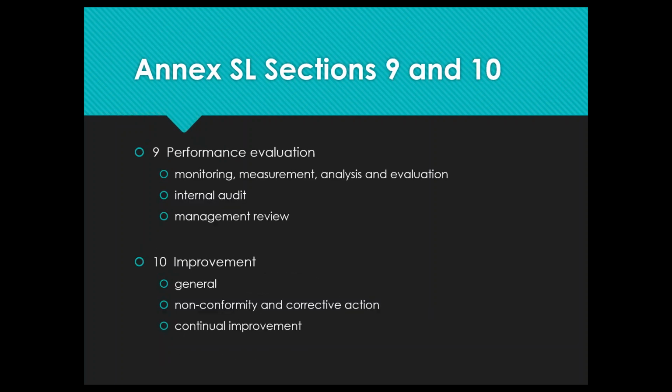The standard then concludes with sections 9 and 10. Section 9 covers things like internal audit, management review. These are all the various evaluation techniques that are mandated. And then section 10 is called, of course, improvement. How do we seek improvement, both continual improvement and otherwise?